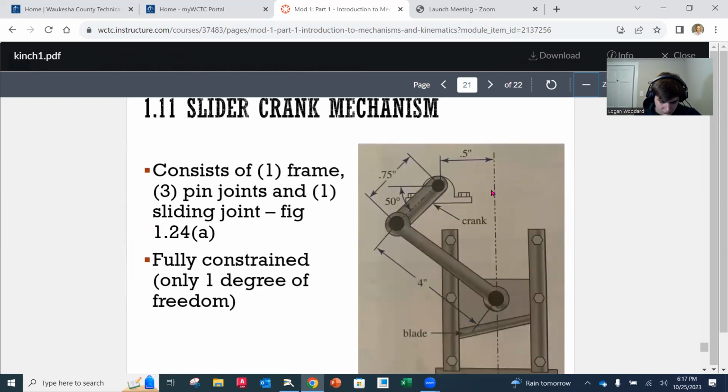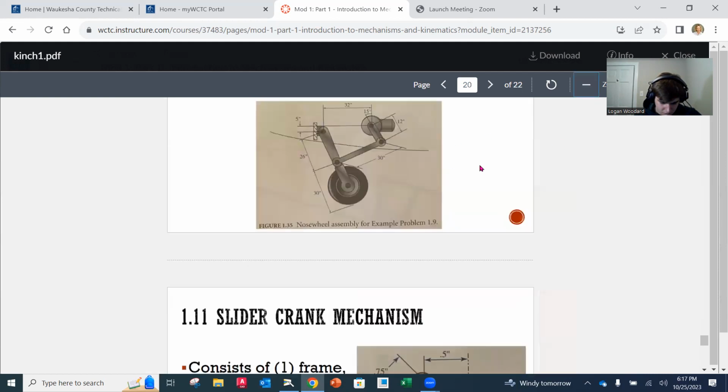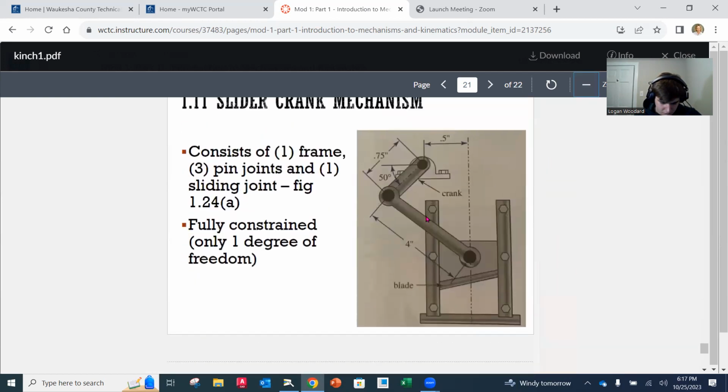The next type of popular 4-bar mechanism is called a crank rocker, or a slider crank, or a crank slider mechanism. And all that means is that one of the elements is going to be going around in a circle for 360 degrees. And then on the other side, the output most often is going to be a slider. As we look at this, I'm going to zoom out just a little bit right here.